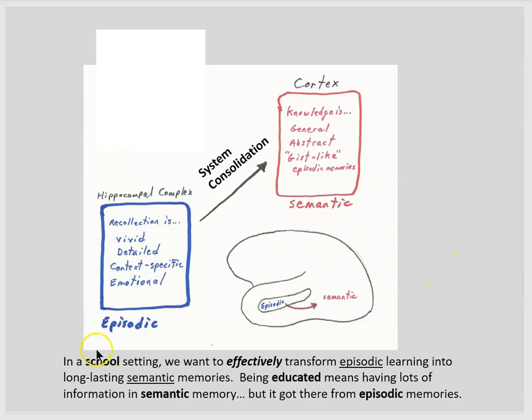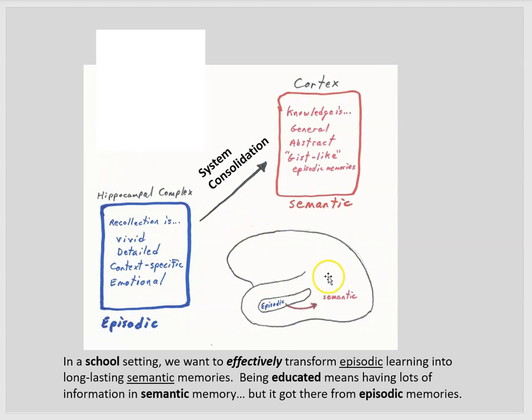So let's get back to the school situation. In a school setting, we want to effectively transform episodic learning into long-lasting semantic memories. Being educated means having lots of information in semantic memory, but of course it got there from episodic memories. So here we see the now simplified version. Every time we have a learning episode, we are enjoying a moment that can be stored as an episodic memory, but often we forget the circumstances of learning. However, if we have successfully done system consolidation, we will be storing lots of information in our semantic memory.